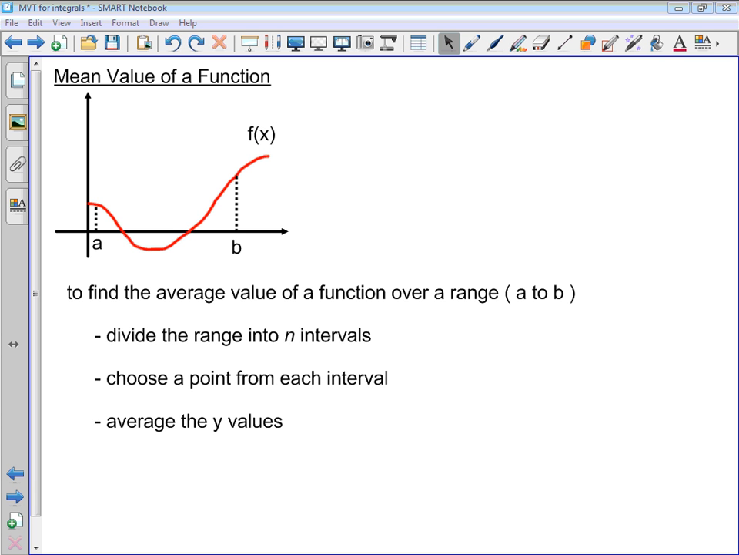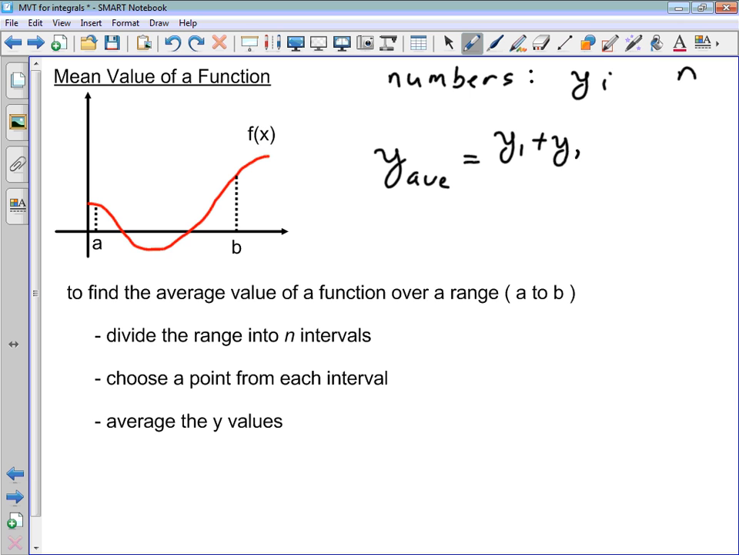So let's say we had some function here, like we do in this picture, f of x, and we want to find the average value of that function. Well, going back even further, if we had a bunch of numbers, let's say n y's, and we wanted to find the average of all of our y values, or y average, what would we do? Yeah, we would add them all up, y1 plus y2 plus y3 plus dot, dot, dot, all the way up to our last one, yn, and then we would divide by how many numbers we had. Divide this whole thing by n.